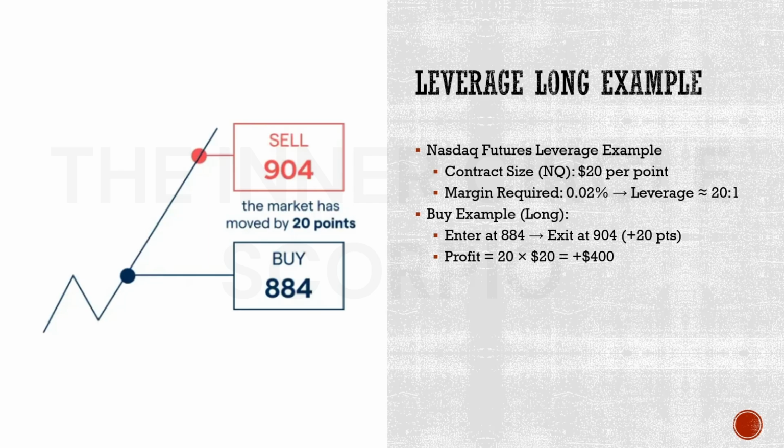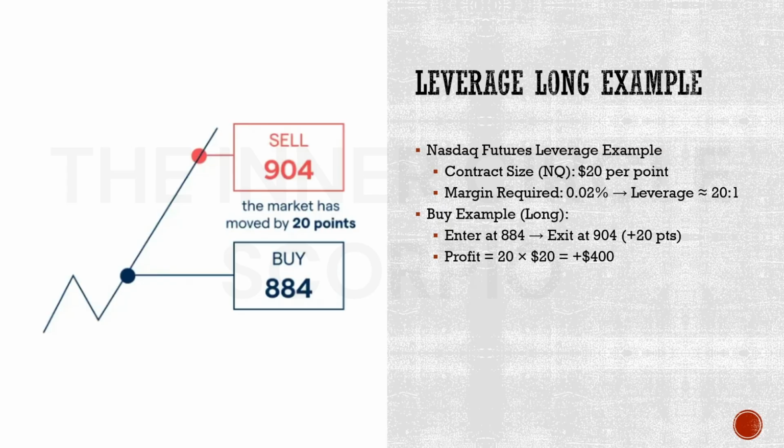Let's take an example for the leverage long. Let's suppose you entered at 884 on NASDAQ. We're just giving an example on this. NASDAQ is obviously around 24,000 something, but we have to take a simple example. So in NASDAQ future leverage, we have a contract size which gives us $20 per point. And the margin required is 2%, which is a 20 to 1 leverage, which I explained earlier. And we are going long. We anticipate that NASDAQ will go up. So we enter at 884 and exit at 904, which is 20 points, and our profit is $400.